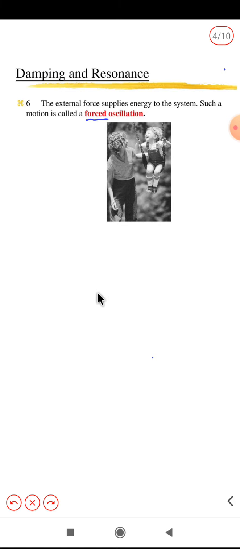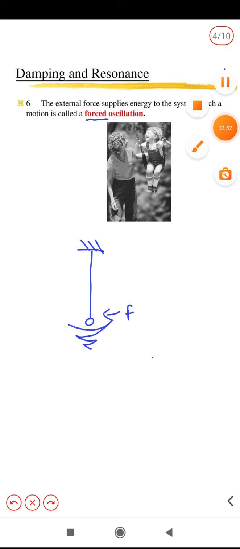If we do not apply force, the swing or a pendulum will vibrate or oscillate, and after some time it will come to rest. But if you constantly push it, if you constantly apply external force, it will continue oscillating. So, we call it force oscillation or force vibration. Now, the fourth type is resonance, and resonance is a special one. So, let us talk more about resonance.